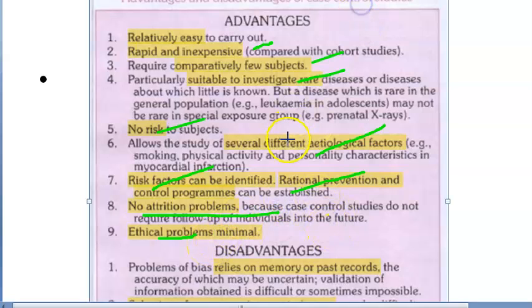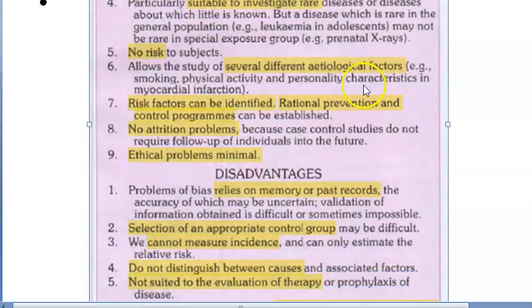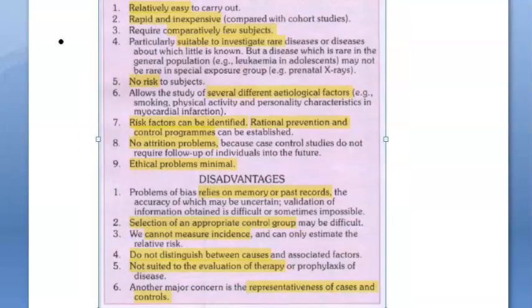Coming to disadvantages, you cannot differentiate between the cause and associated factor. It depends on memory, and there can be memory or recall bias. It is not easy to select a control group. Selecting a control group is difficult. We cannot measure incidence, so you cannot know relative risk, but you can come up with the odds ratio. It is not suitable for evaluation of therapy or prophylaxis of the disease. There's nothing about prophylaxis or the treatment of the disease here.